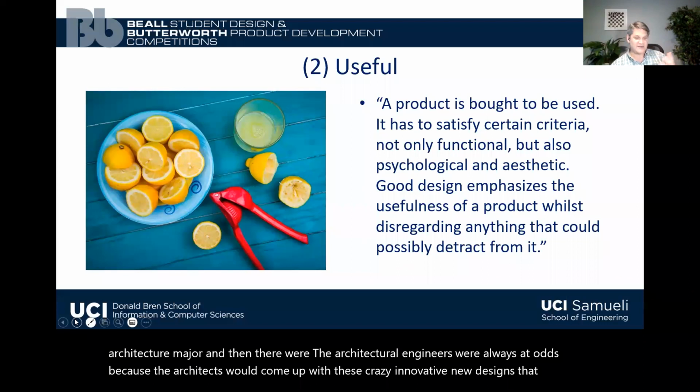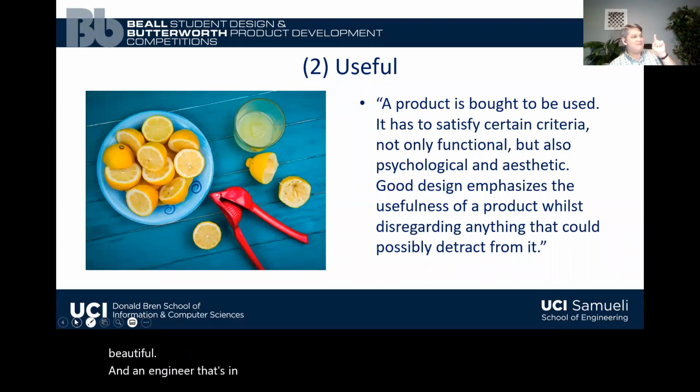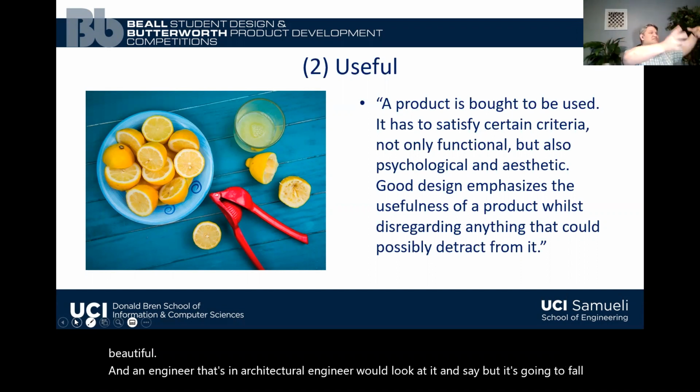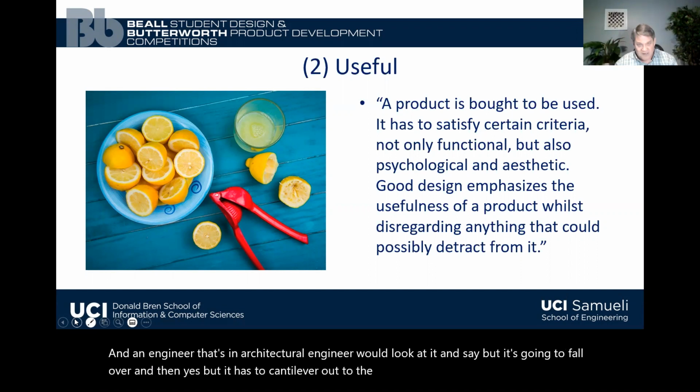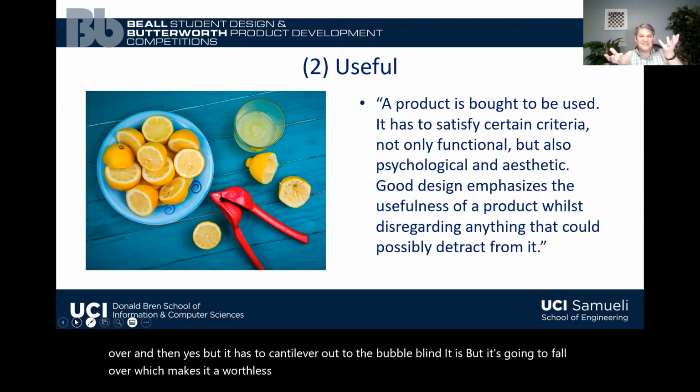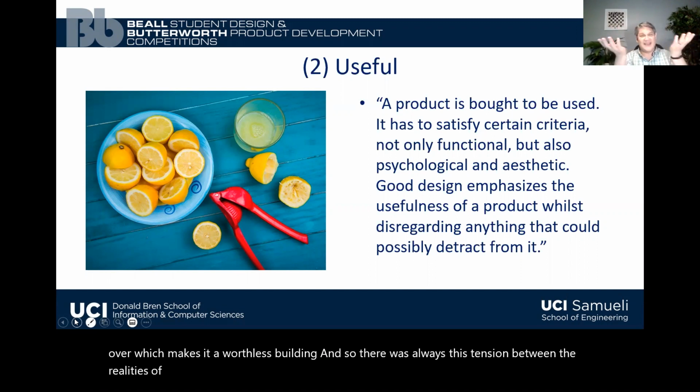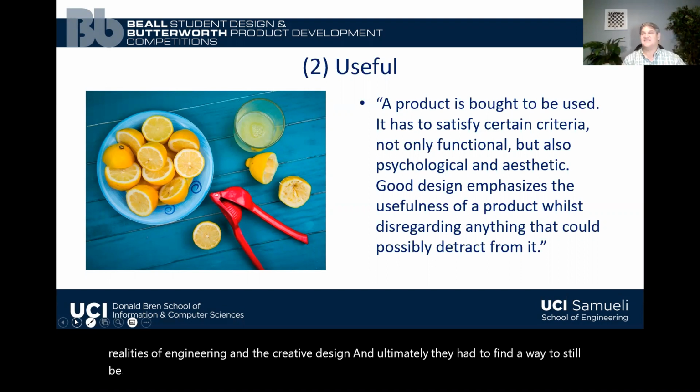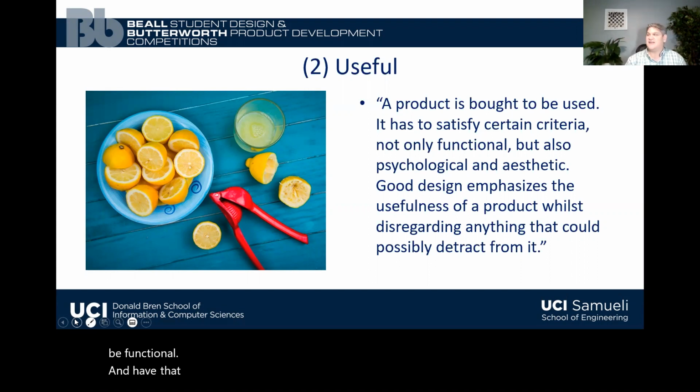And an architectural engineer would look at it and say, but it's going to fall over. And they'd go, yes, but it has to cantilever out to the blah, blah, blah. And the engineer would say, but it's going to fall over, which makes it a worthless building. So there was always this tension between the realities of engineering and the creative design. Ultimately, they had to find a way to still be functional and have that design element. So I'll read this again in case you can't read it.